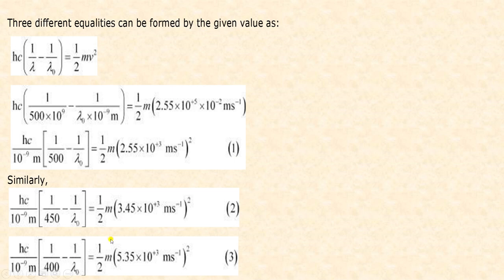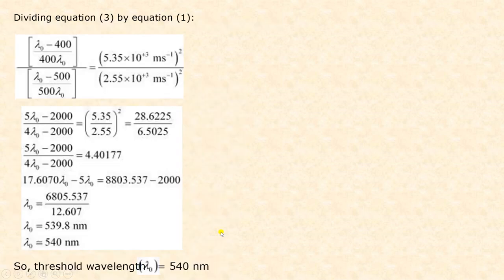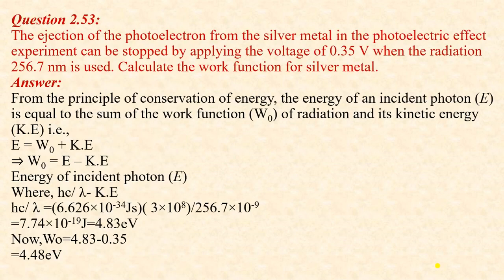In the same way, you will make the third equation. After that, divide equation number 3 by equation number 1. When you divide and solve it, the value of lambda naught, that is the threshold wavelength, is equal to 540 nanometer. Next is question number 53.